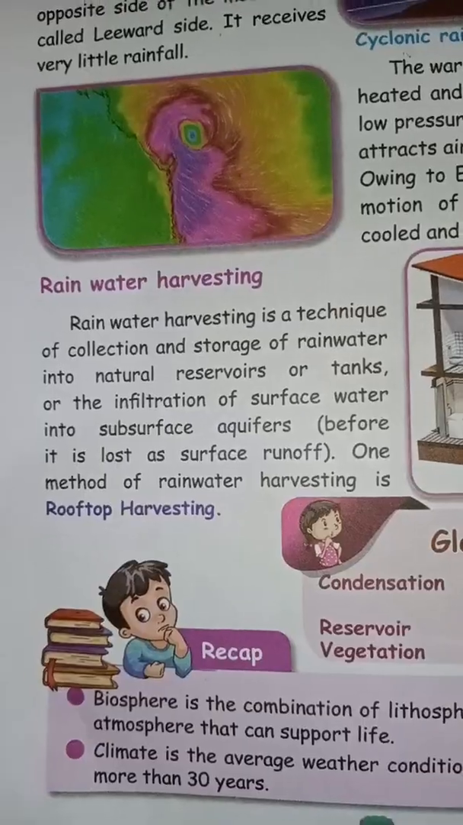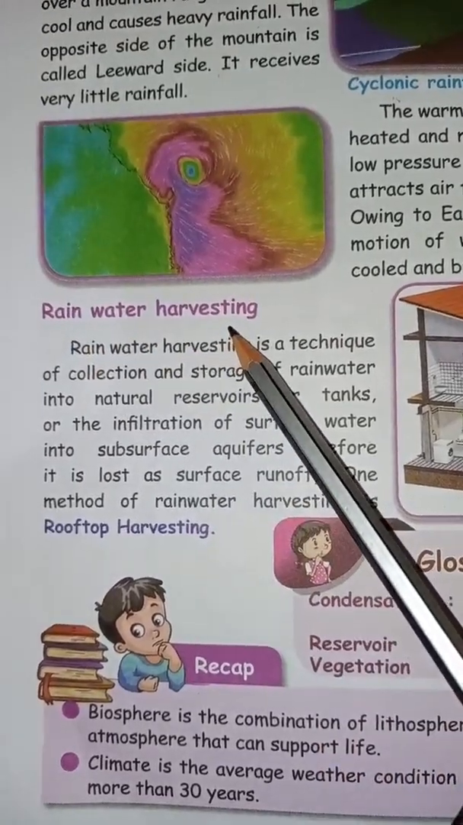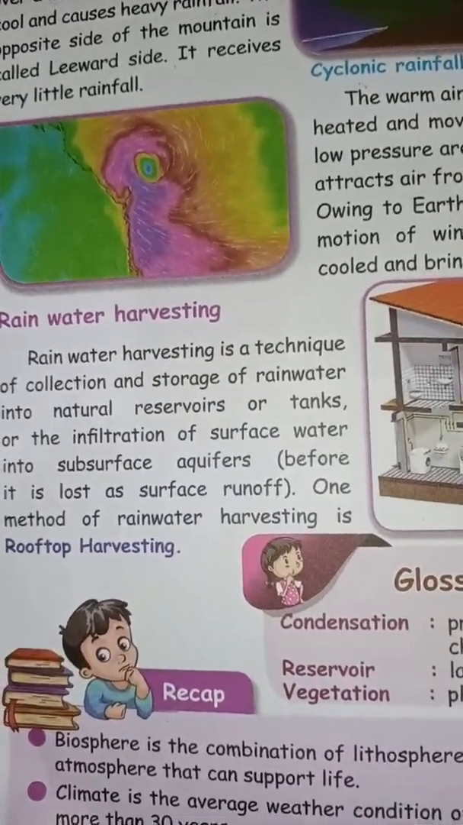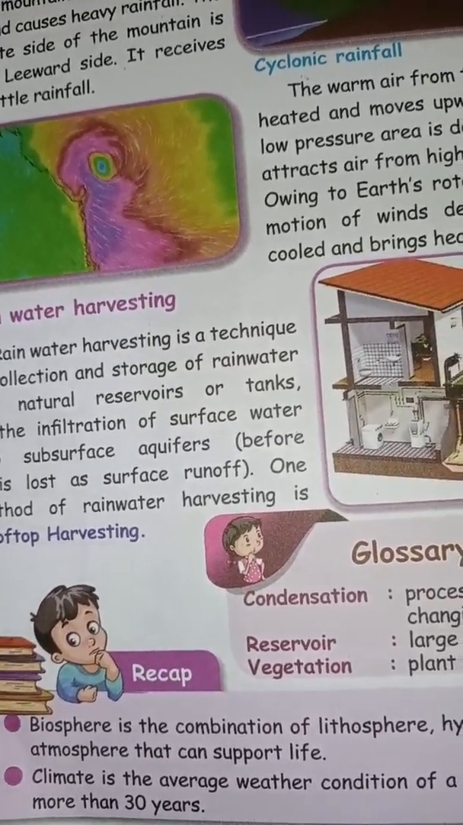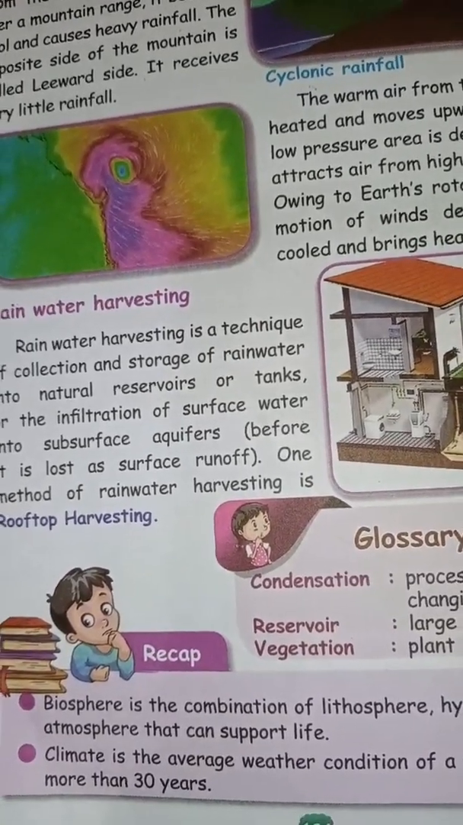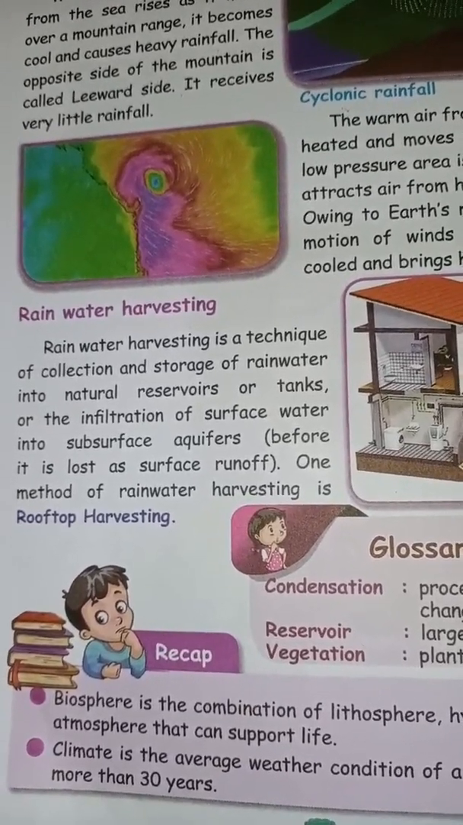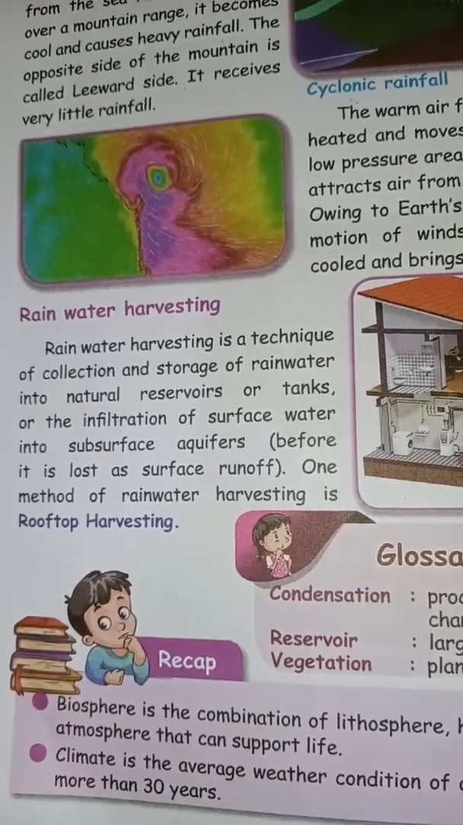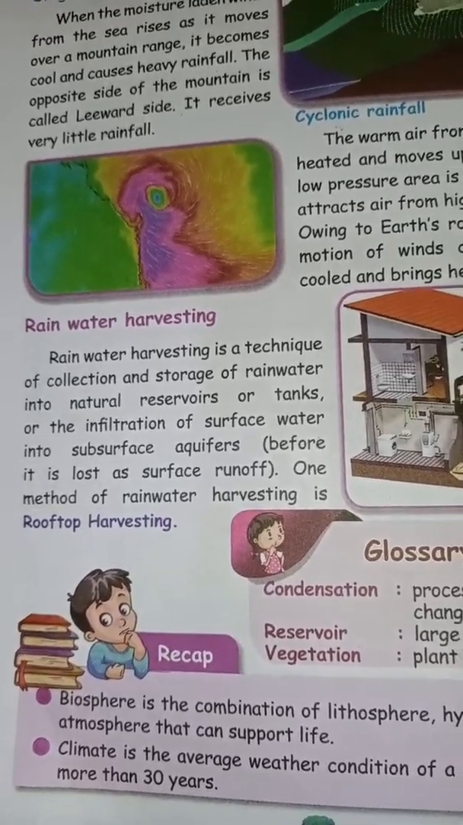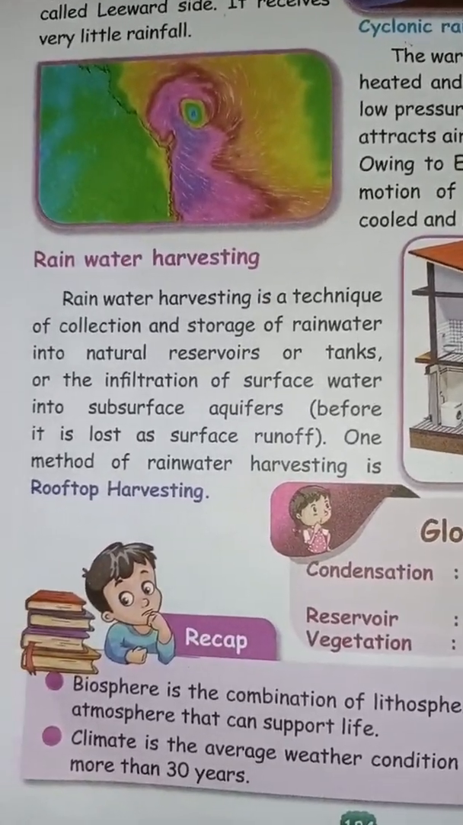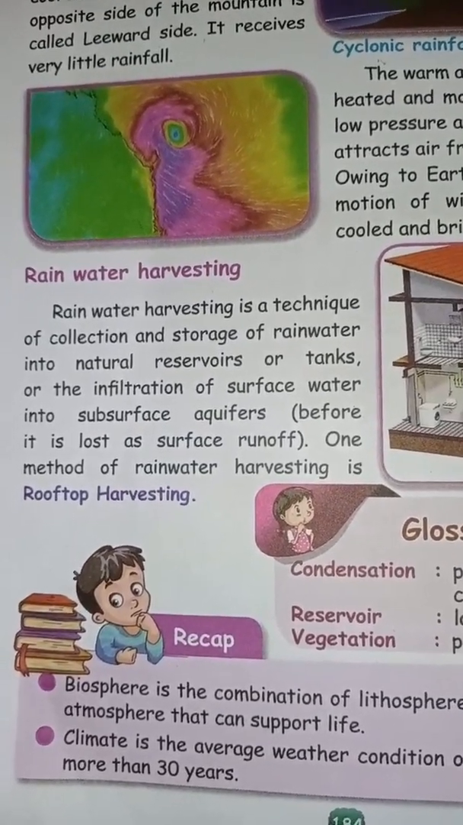Okay, children? Then we are going to discuss rainwater harvesting. Rainwater harvesting is a technique or a method of collection and storage of rainwater for reuse and not allowing it to run off. So, for reuse, we are collecting the rainwater and we are not allowing it to run off.